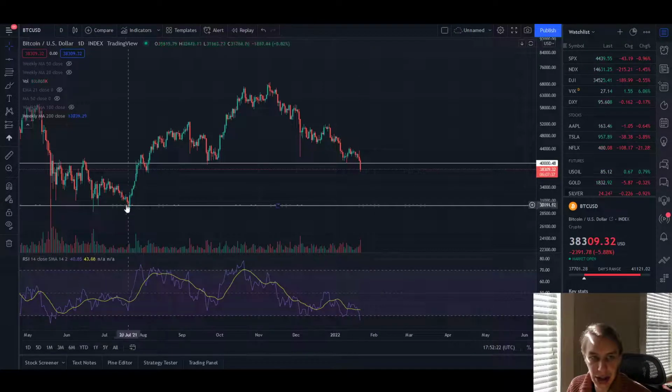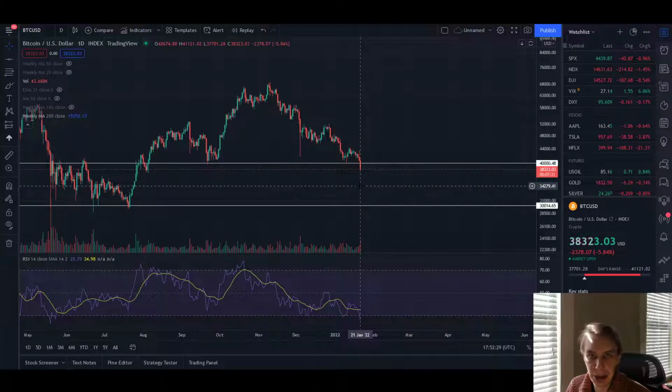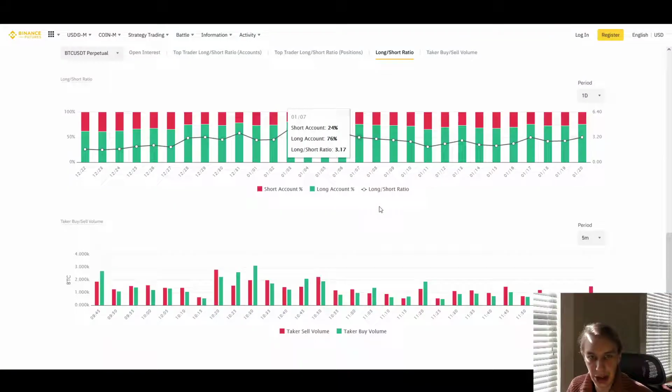I'd really like to see a relatively convincing reclaiming of 40K to be more bullish in the short term. But that's just my perspective. You can feel free to disagree, have a different outlook. This is just what I'm looking at in the market.